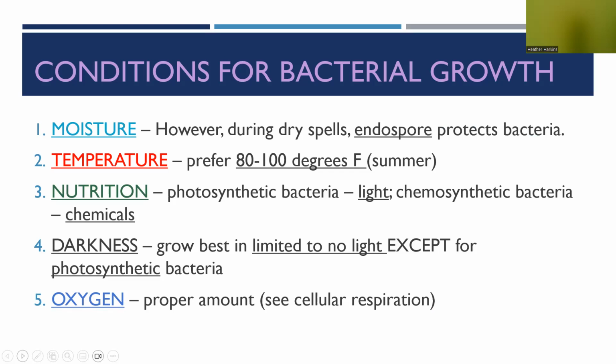Nutrition. So we've already covered that. Remember that the photosynthetic bacteria requires light to make food, and chemosynthetic bacteria requires chemicals. Okay, they also prefer darkness. They grow best in limited to no light, except for the photosynthetic bacteria, because that does need light to grow its food, as we talked about in number 3. And then 5, oxygen. Each type of bacteria needs the proper amount, which we just went over under the cellular respiration slide.